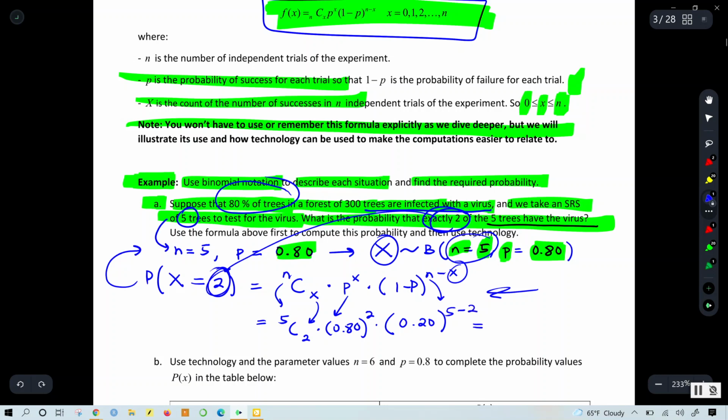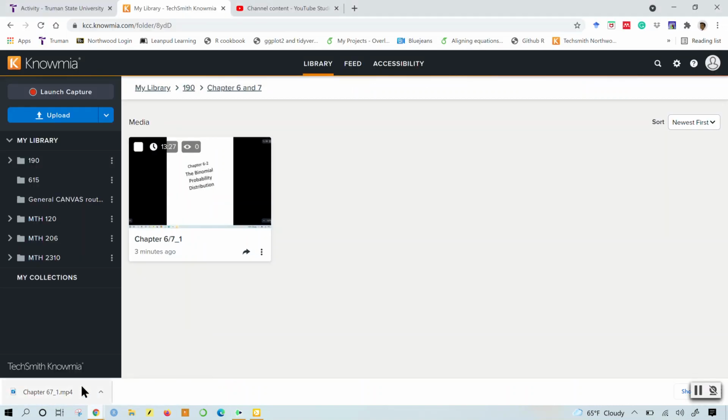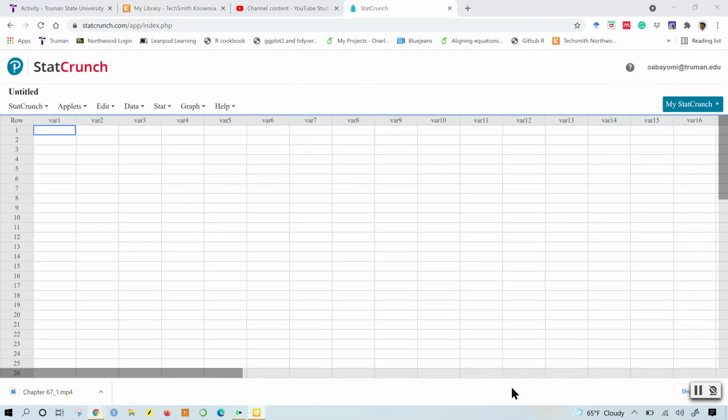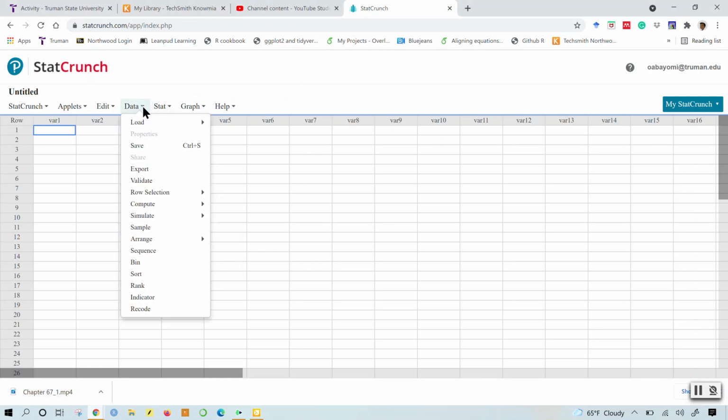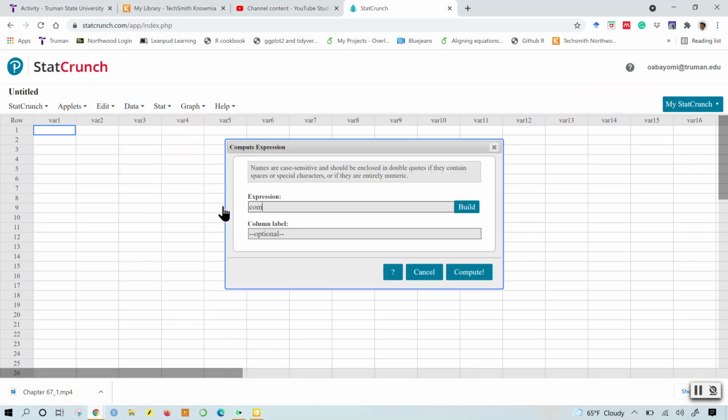So how do we compute this? In order to get 5 combination 2, take note, this represents in how many ways can I pick 2 distinct objects out of 5 different objects. I can use StatCrunch to help me out with this. To use StatCrunch, I will go to Data, then go to Compute an expression. I will type COMB. This is a command to StatCrunch to help me compute the combination 5, 2.